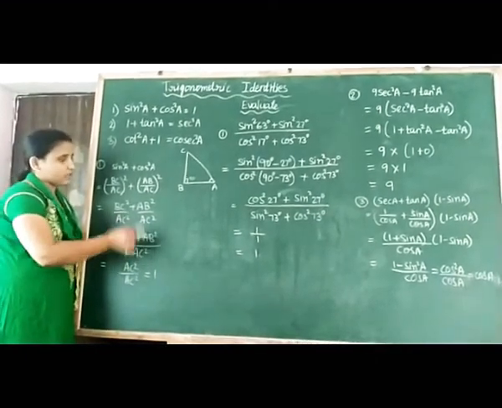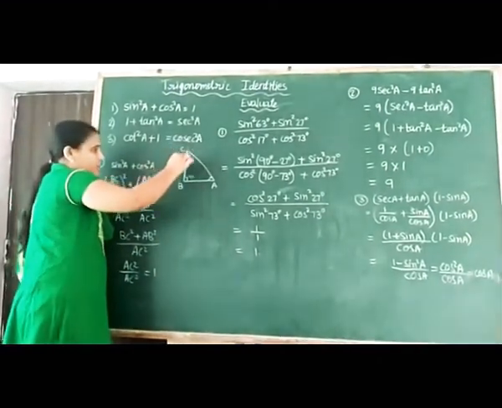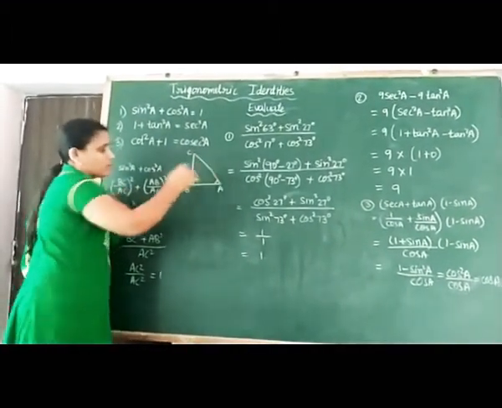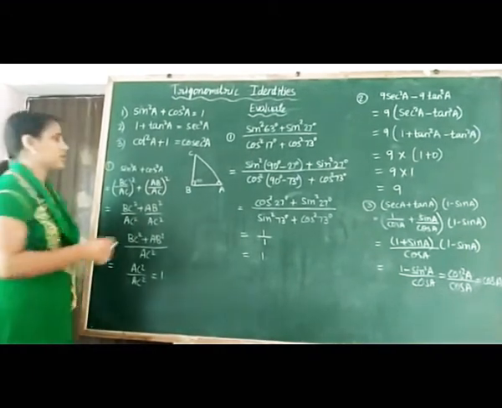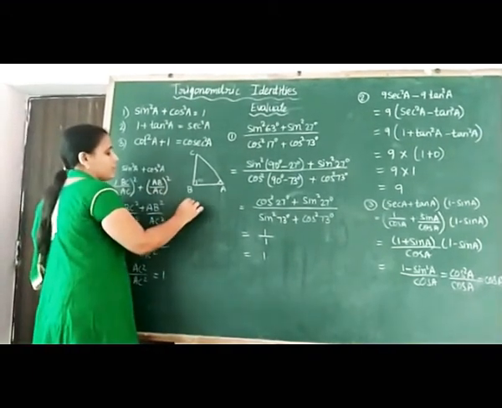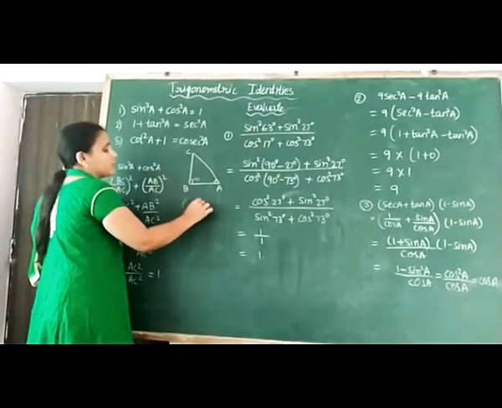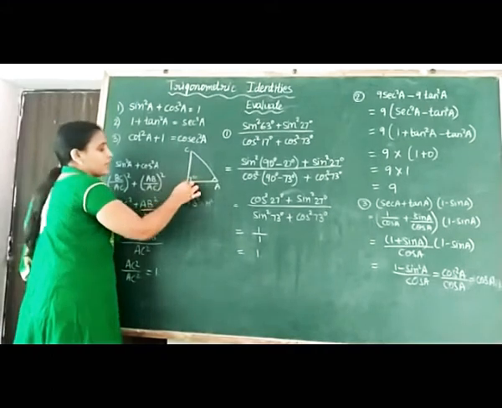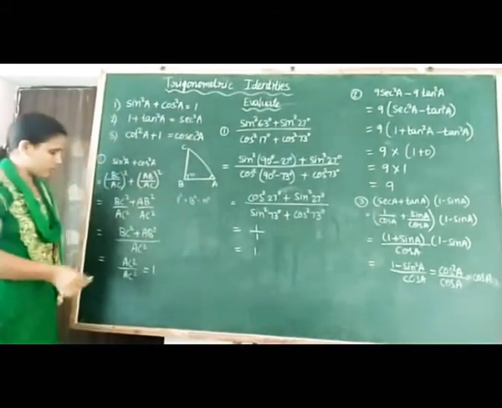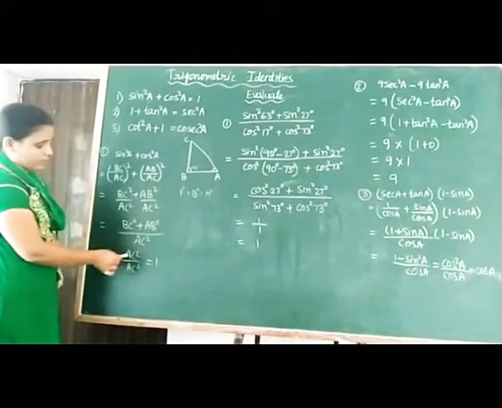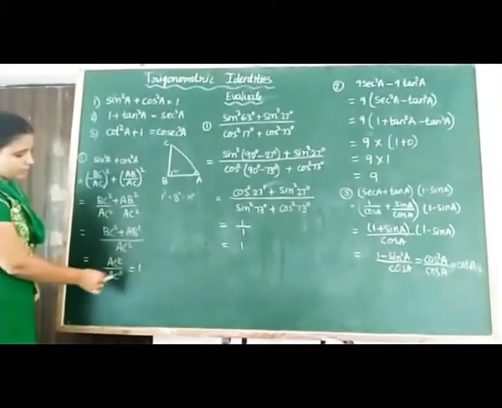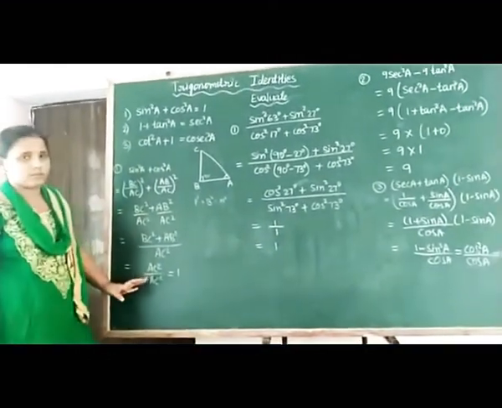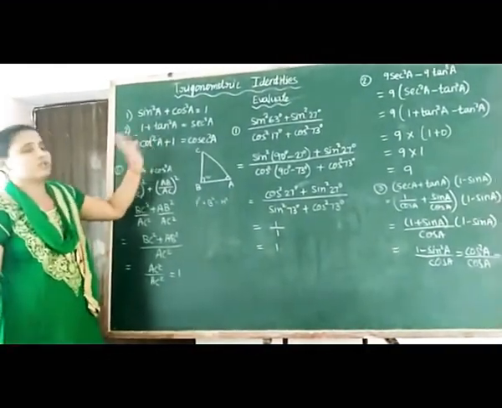Look here, BC square plus AB square. This is BC square and this one AB square. So these two will make up AC square. How? You have studied in Pythagoras theorem that perpendicular square plus base square is equal to hypotenuse square. So perpendicular is BC, so BC square plus AB square is equal to AC square. So I have kept AC square. Now this becomes AC square upon AC square. This will be cancelled and it will become 1. So you have seen how this formula is proved. In this way you can prove these two formulas also.